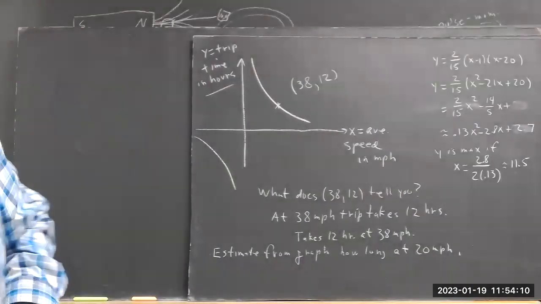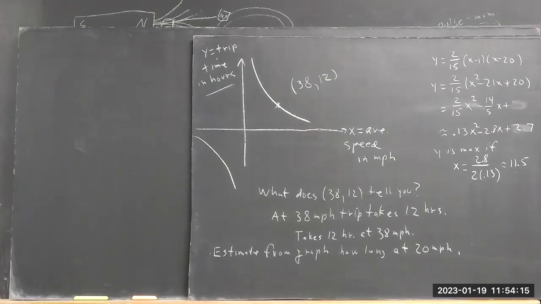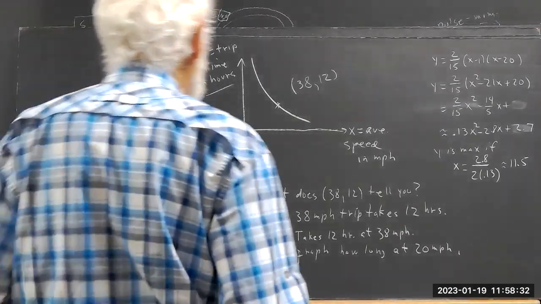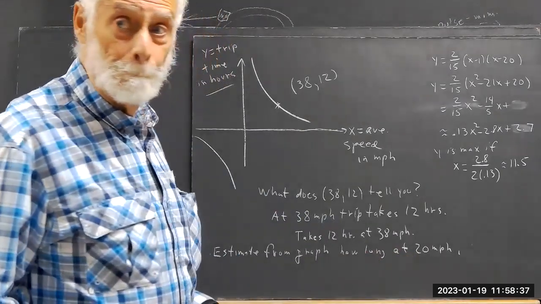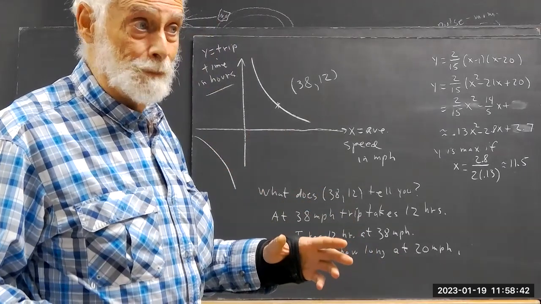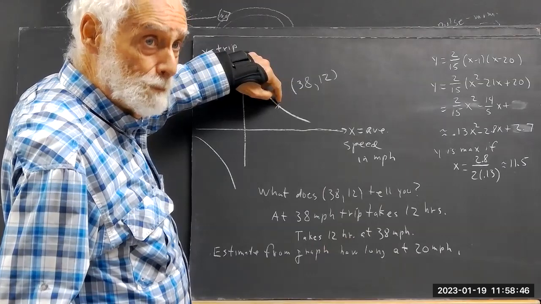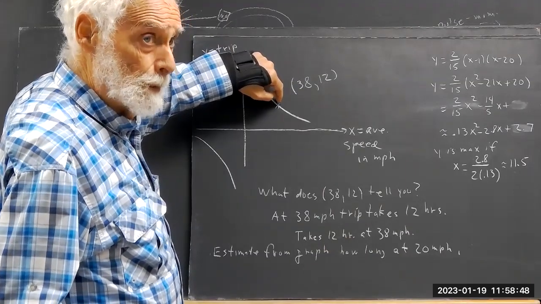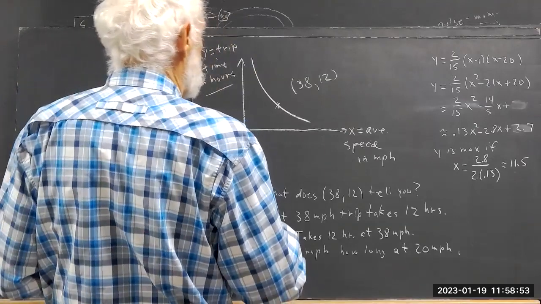How long is it going to take at 20 miles an hour? Okay, so we want to go to 20 miles an hour, right? First thing we want to do is scale the graph. That usually should be done as soon as you have the coordinates of a point marked on your graph: set up a scale. So I'm going to scale the graph and I'm going to say, well, let's see.